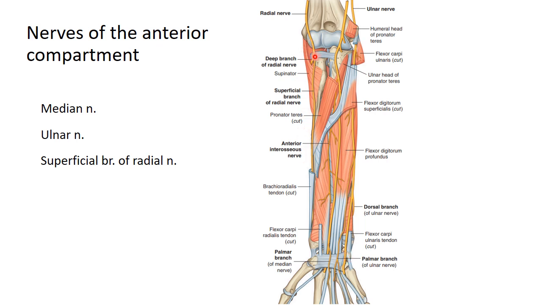Lastly, the superficial branch of the radial nerve. It emerges from the main radial nerve approximately at the level of the head of the radius, and then it runs over the supinator, just beneath the brachioradialis, accompanying the radial artery. As we remember, it runs beneath the brachioradialis in the anterior forearm, then passes to the posterior compartment, and we will study its course in the posterior compartment lecture, inshallah.